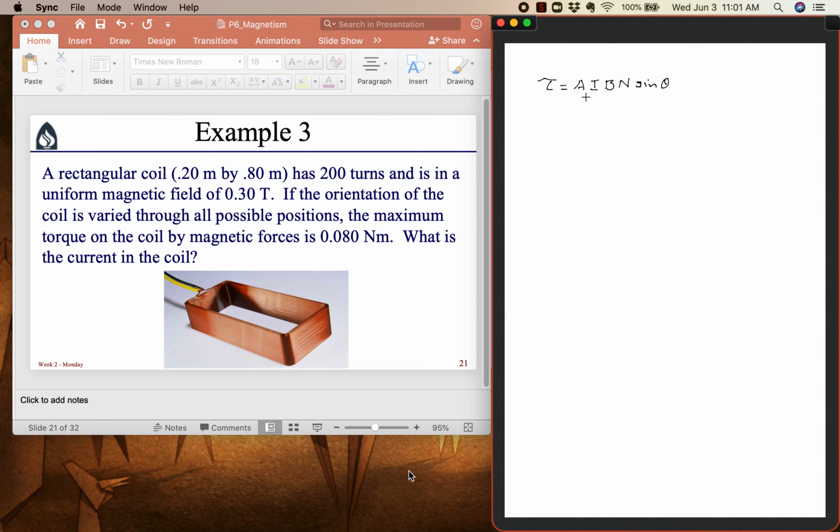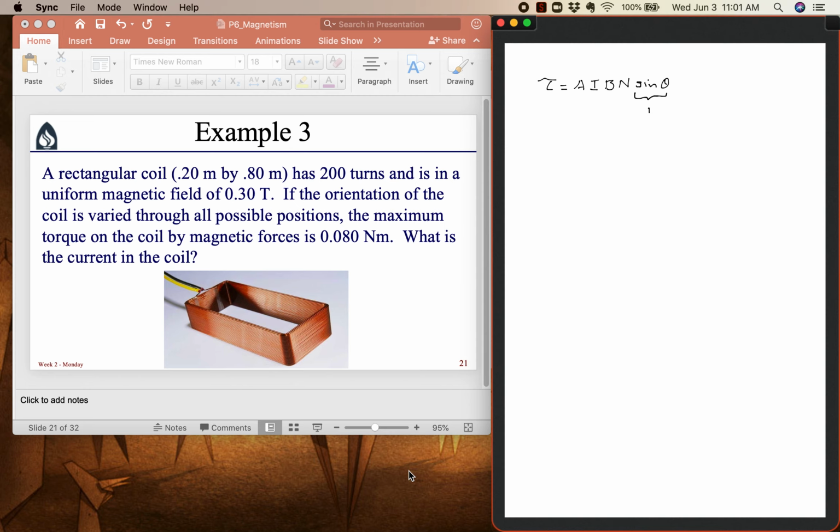So we know the value of the maximum torque. When does that occur? Well, that's going to occur when sine of theta is at its maximum value. The biggest the sine function ever gets is equal to 1. And that occurs when theta is equal to 90 degrees. So sine of theta, when the torque is biggest, is equal to 1.